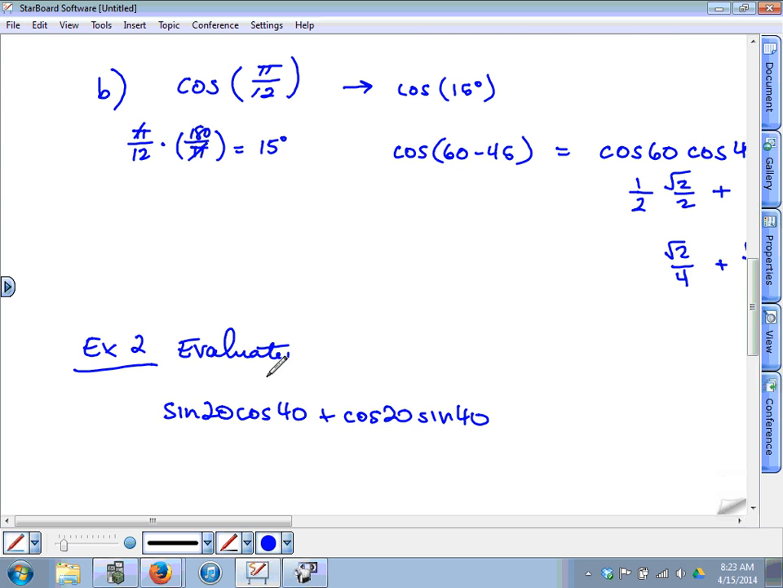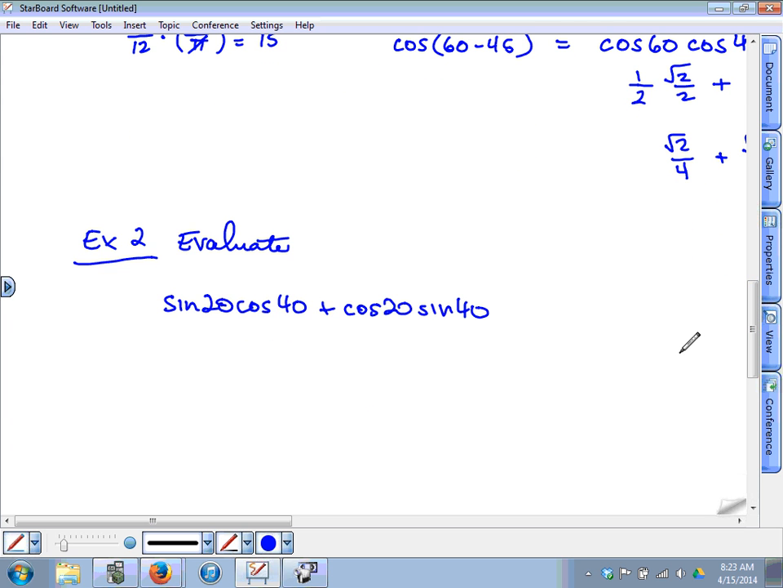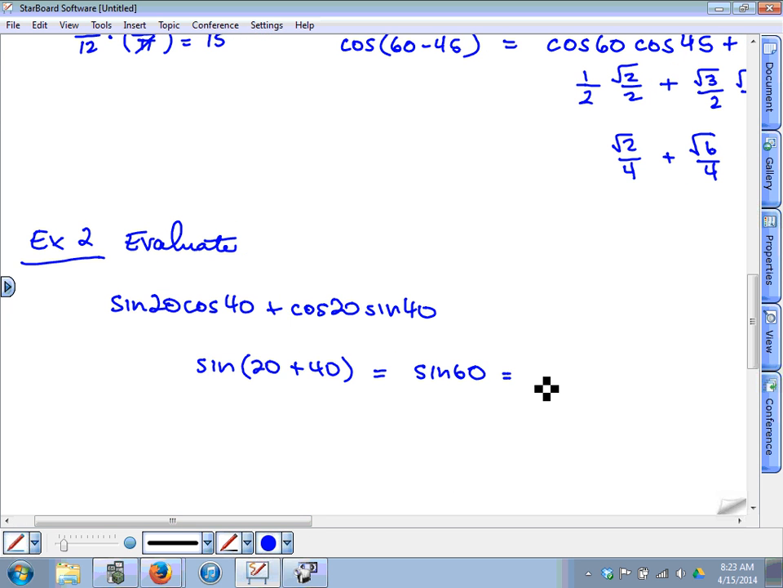recognize the pattern that's happening here, sine cosine, cosine sine, what's that the pattern for? The sine identity, and which one in particular? The plus one. So if you apply the identity, this is going to be the sine of 20 plus 40. Which is nothing more than the sine of 60. That's pretty easy to evaluate. Square root of 3 over 2. So you have a couple like that.